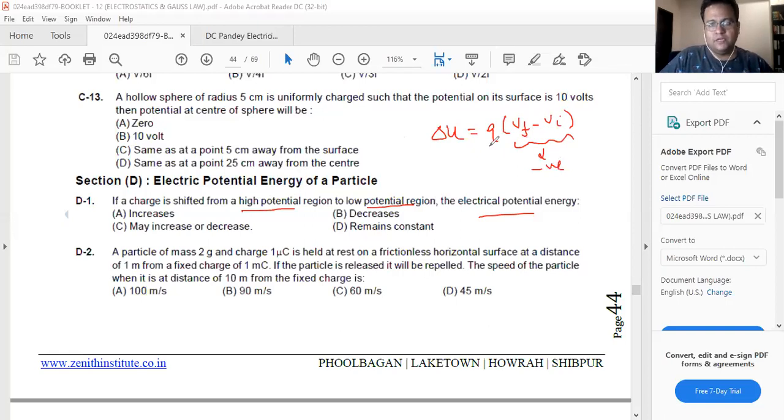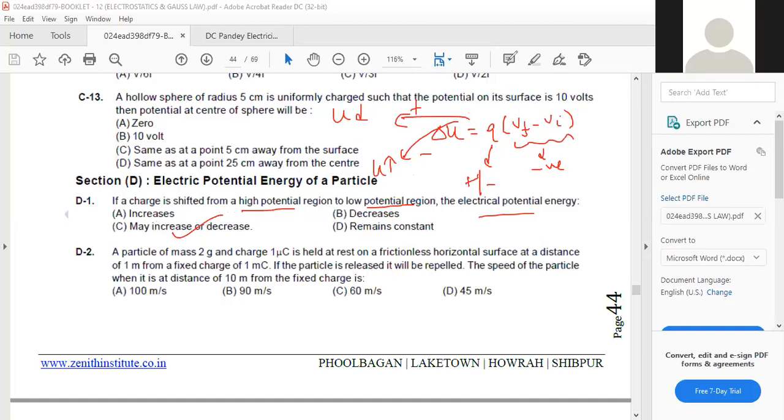Right? But if the charge is negative, then delta U will become positive. This may be positive, this may be negative. So if it is positive, then delta U will be negative. Potential decreases. That will depend upon the polarity of the charge. If the charge is positive, then potential will decrease, and if the charge is negative, then the potential will increase. So may decrease or increase. Please go through it. Tell me the next doubt.